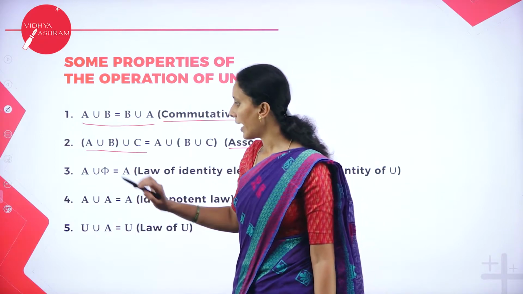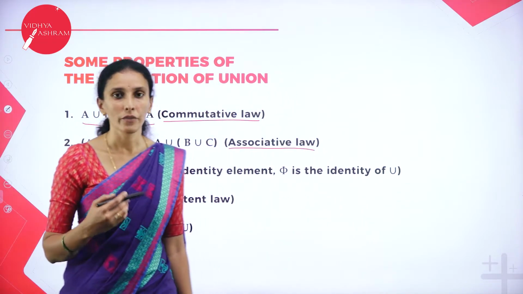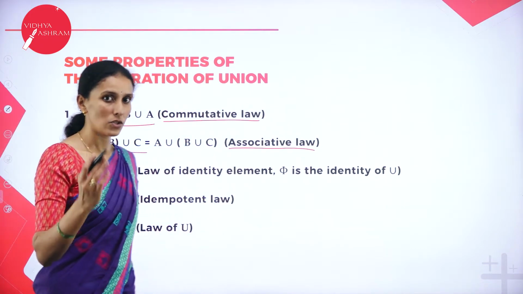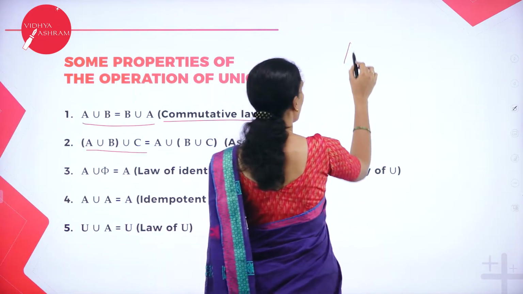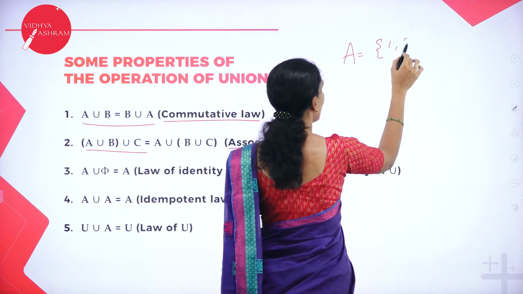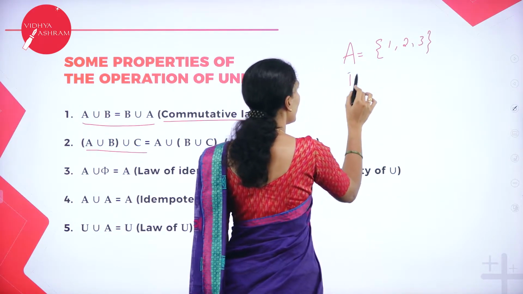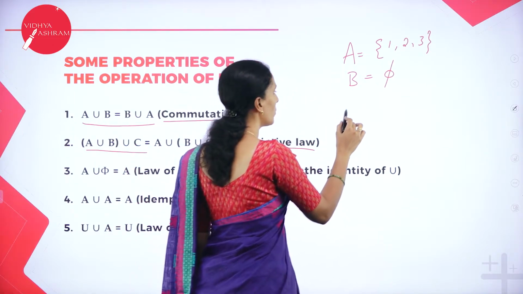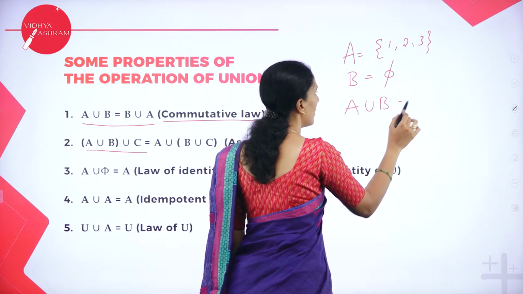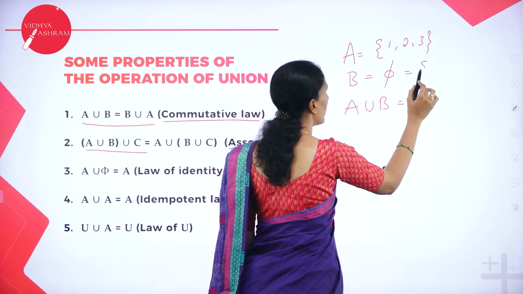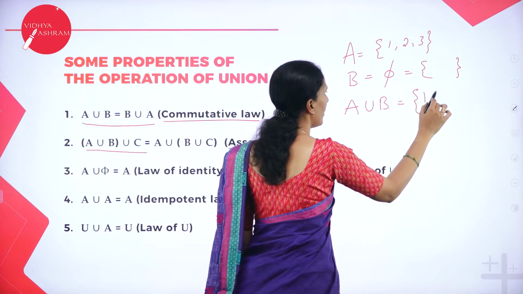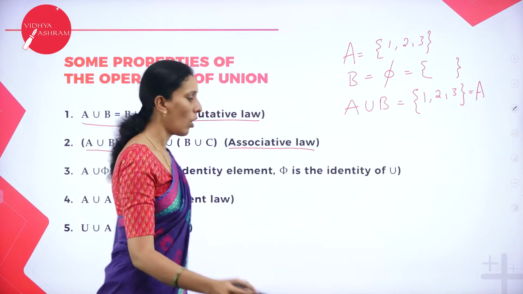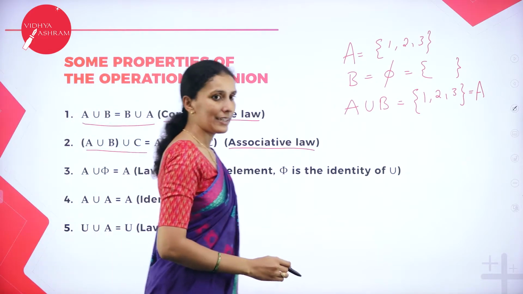Next we have the empty set. So what happens when you are taking the union of an empty set with another set? It is always A. I'll give you an example. If A is a set containing 1, 2, 3 and B is your empty set, no elements in set B. What does A union B represent? Writing all the elements. So here you don't have any elements, so no need to write. What is this? 1, 2, 3. It is again A.